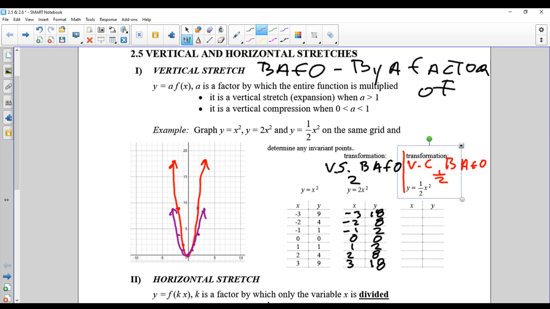Which one is the red one? The red one is the y equals 2x squared, yes. Yeah. I should probably stick with the color coding that I'm using. Anyway.